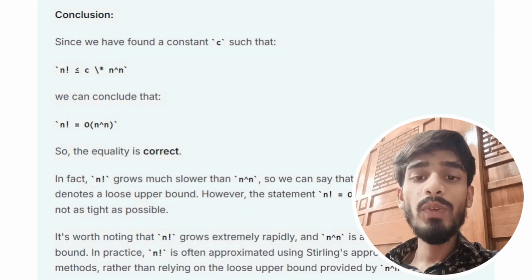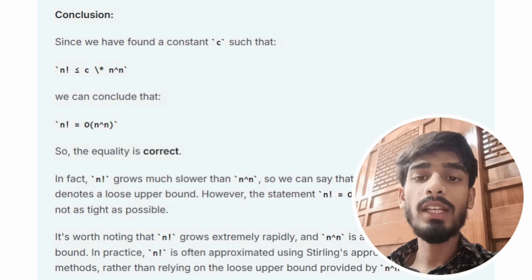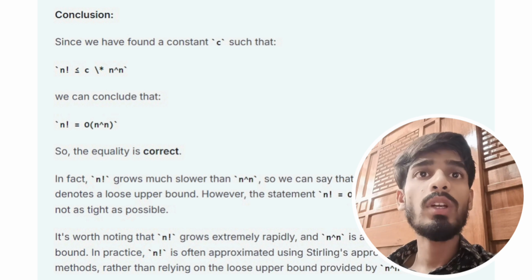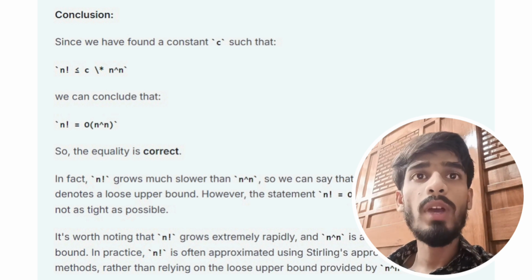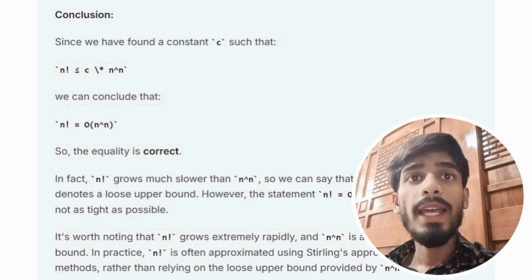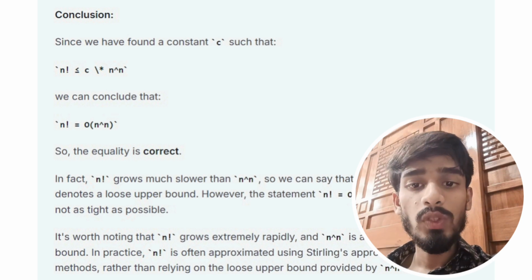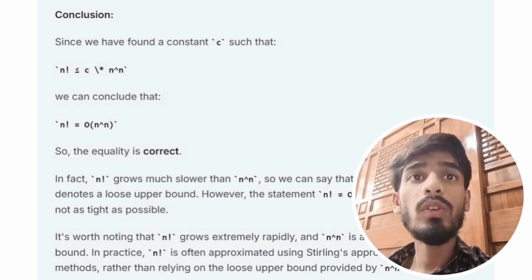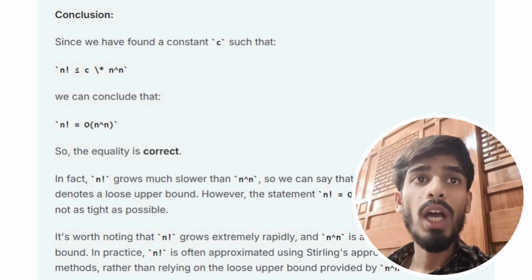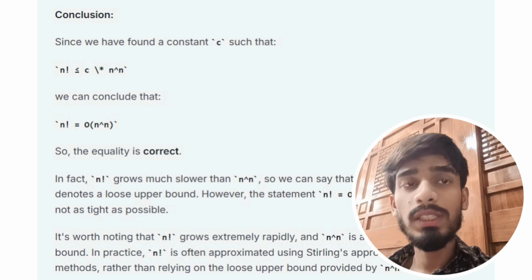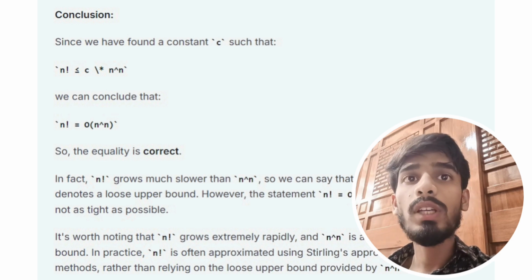Conclusion. Since we have found a constant c such that n factorial is less than or equal to c into n square, we can conclude that n factorial is equal to big O of n square. So the equality is correct. In fact, n factorial grows much slower than n square. So we can say that n factorial is equal to small o of n square, where small o denotes a lower upper bound. However, the statement n factorial is equal to big O of n square is still correct, albeit not as tight as possible.